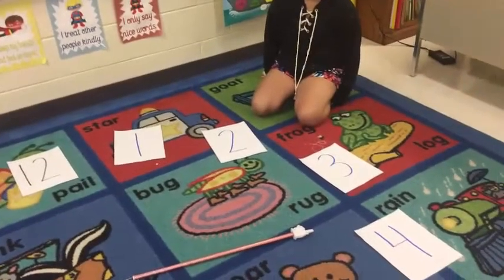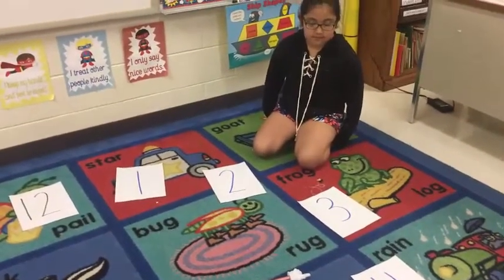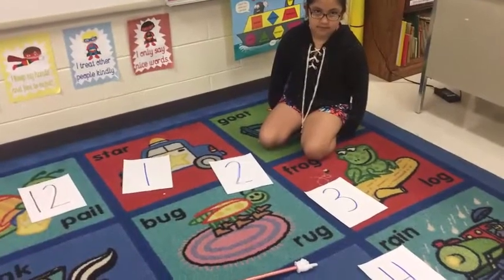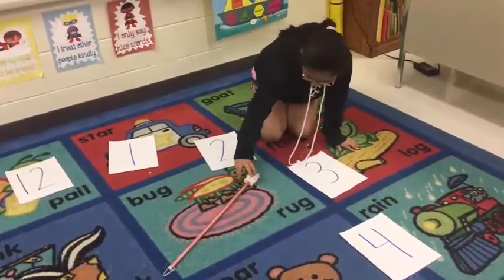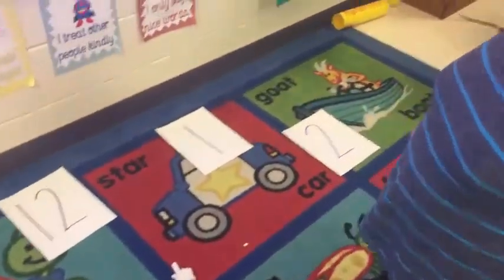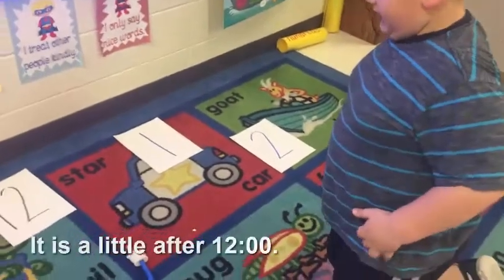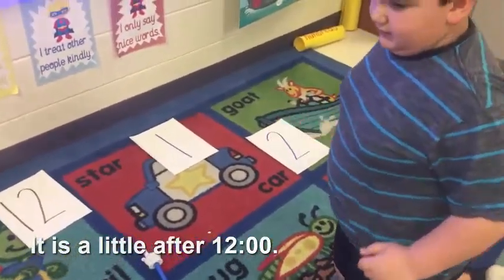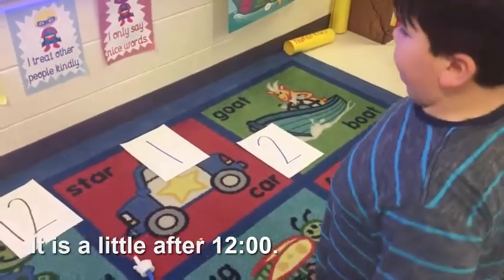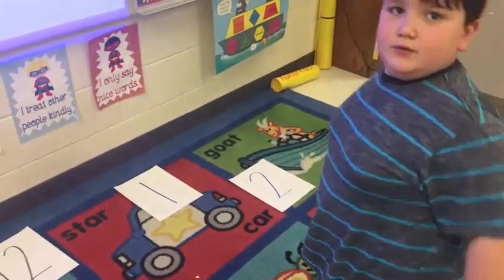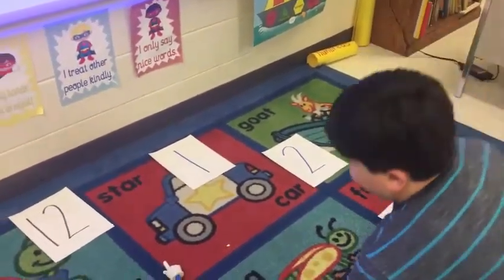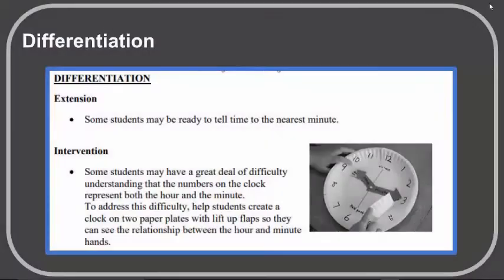Can you move the hour hand to show me a time that would be possibly 2:30? Where would the hour hand be at 2:30? Right in the middle. So if the hour hand's pointing closer to the 12, where could the minute hand be pointing? To the 1. And what time would that be? 12:05. So it's a little after 12. What's another time that's a little after 12? 12:10. Yes, 12:10.